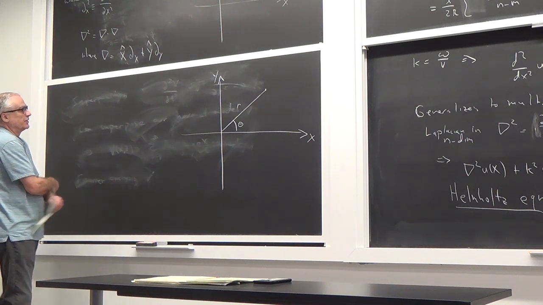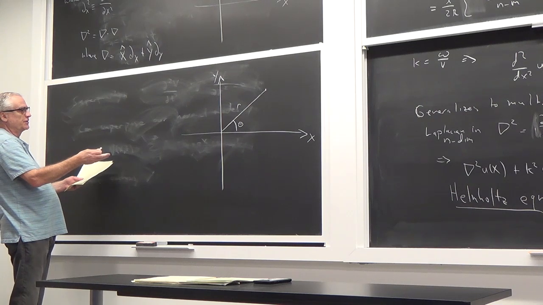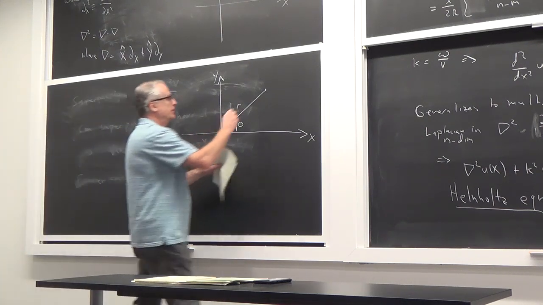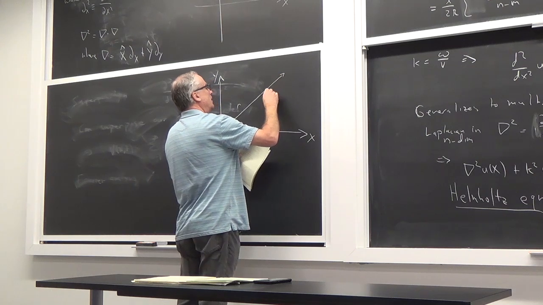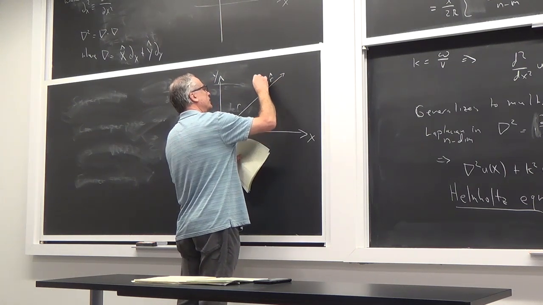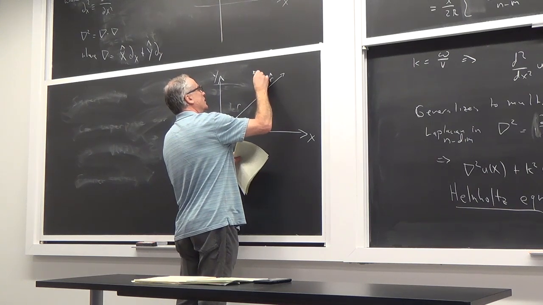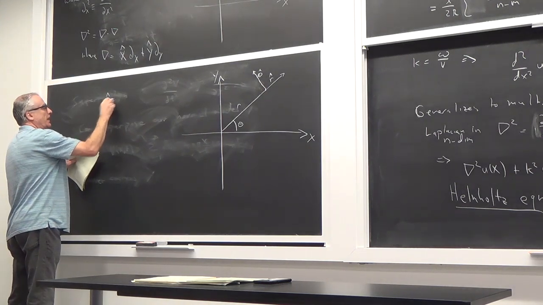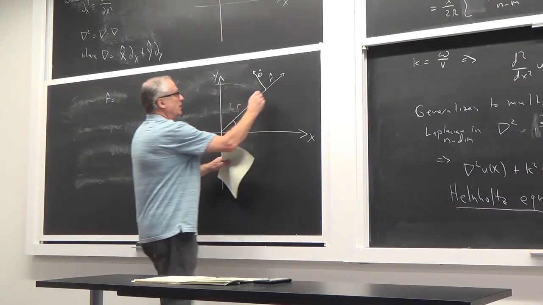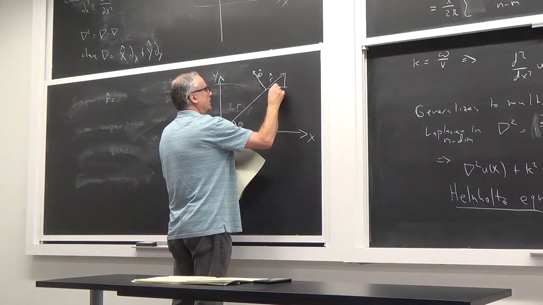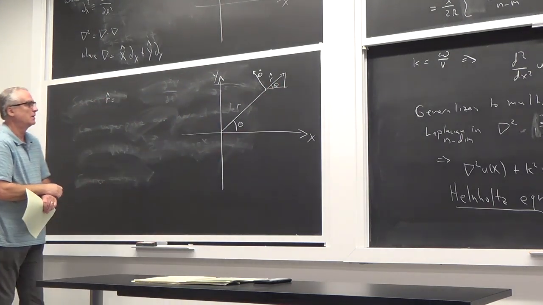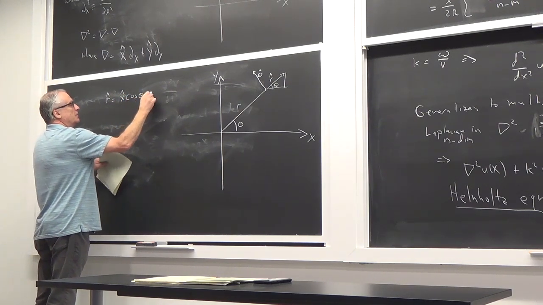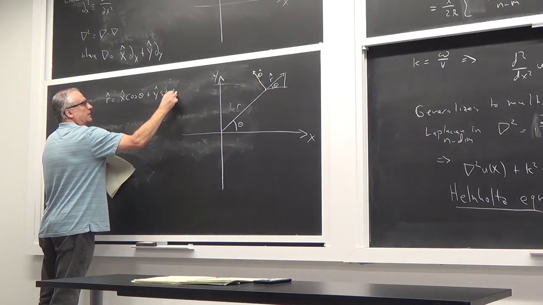And so the gradient operator is going to be something times a unit vector in the r direction plus something times a unit vector in the theta direction. So a unit vector in the r direction looks like this, length one, and a unit vector in the theta direction looks like this. So r hat, I can express as a unit vector in the x direction times cosine theta plus a unit vector in the y direction times sine theta.